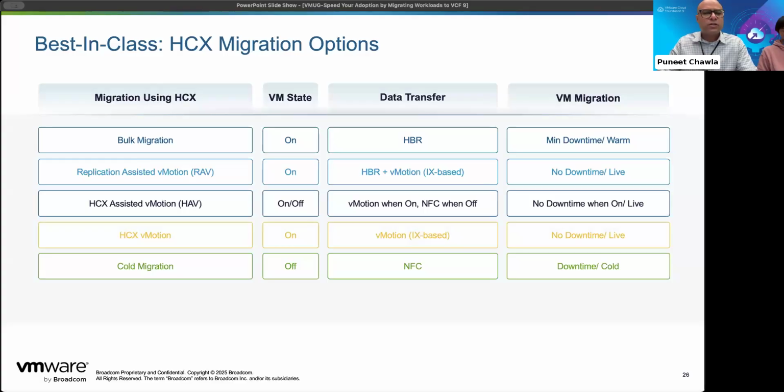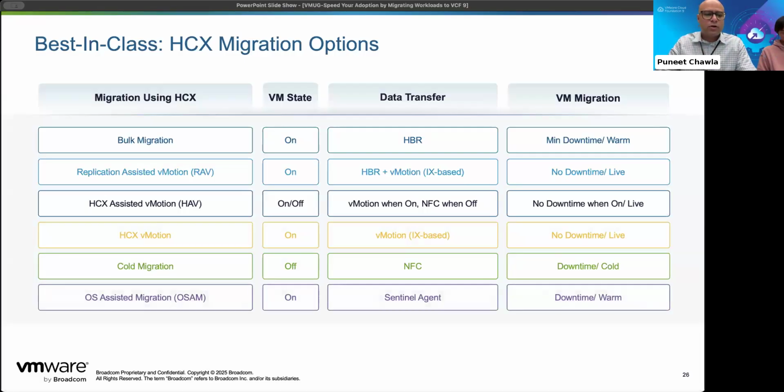HCX cold migration is very similar, for the virtual machines that are turned off. And last but not least, operating system assisted migration, OSAM in short. This is the one you will use if you were to do migration from KVM or Hyper-V or a very old vSphere version into VCF or ESX. You will use the operating system assisted migration. Quick note, OSAM is the only migration type that uses an agent in the operating system. The rest of them do not require any agent deployed on the operating system.